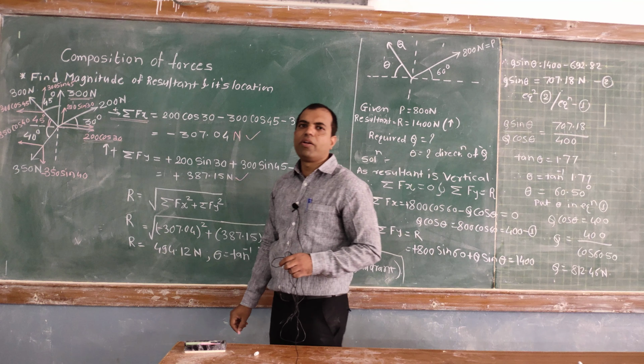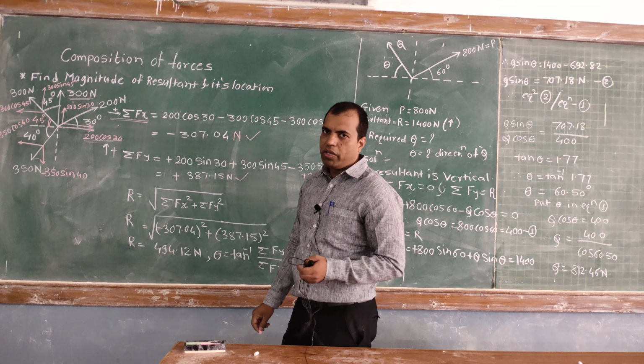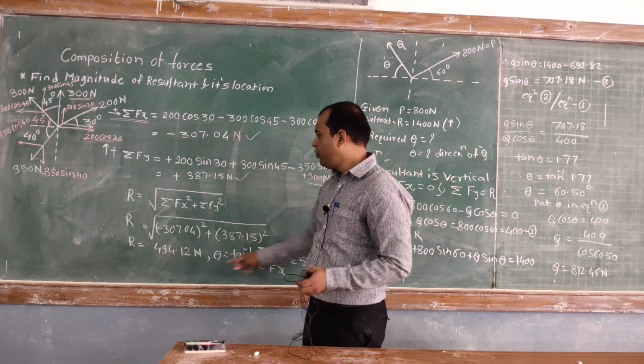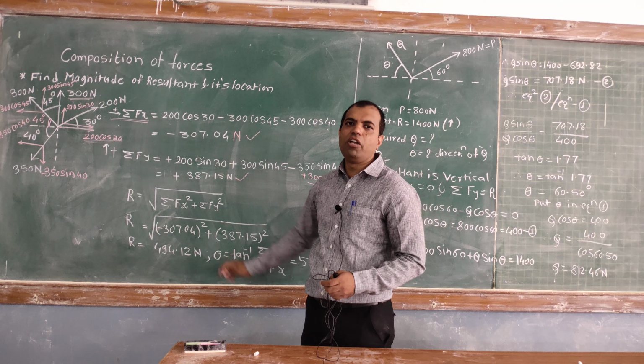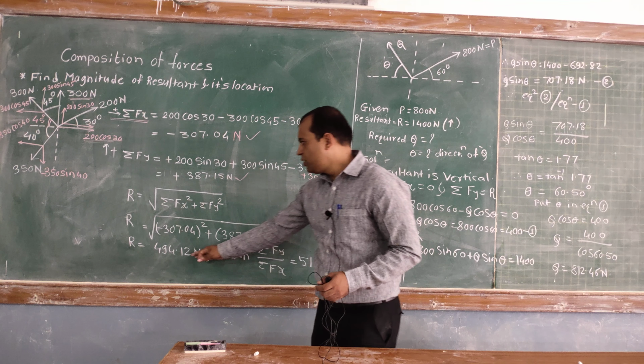Okay, now summation of Fx is known to us, summation of Fy is known to us. Now we have to find out the resultant. How to find out the resultant? There is one formula. By using the Pythagoras theorem, we have already derived this relation in the second lecture. R is equal to under root of summation of Fx square plus summation of Fy square. So substitute the values of Fx and Fy in this equation, and after taking the square root, you will get the value of the resultant. So this is your resultant.